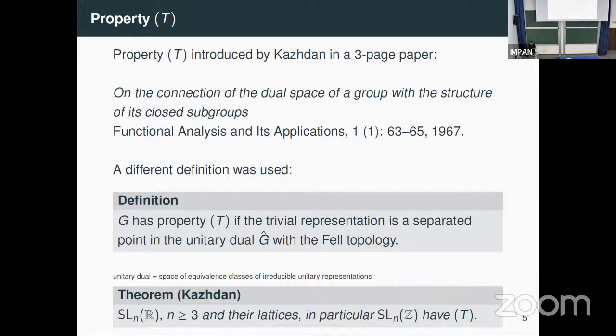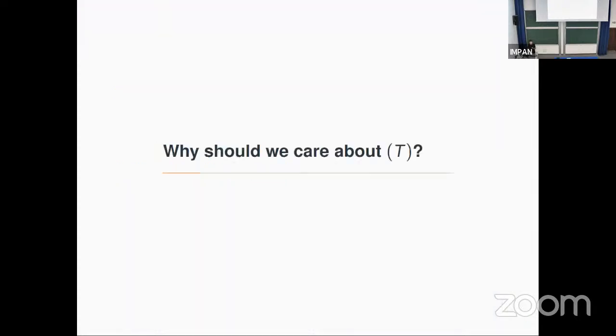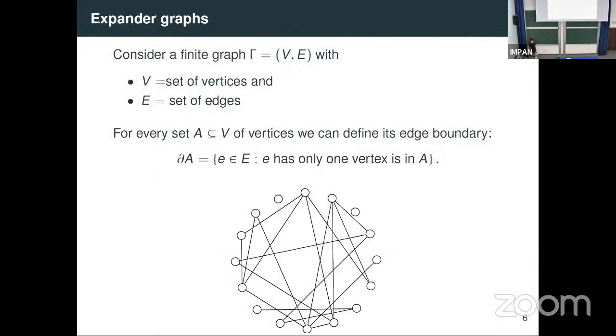SL_2 does not have property T, which is again easy to see because SL_2(Z) has a finite index subgroup which is free, and property T passes to finite index subgroups. So why should we care about this property? One of the most important motivations is expander graphs.